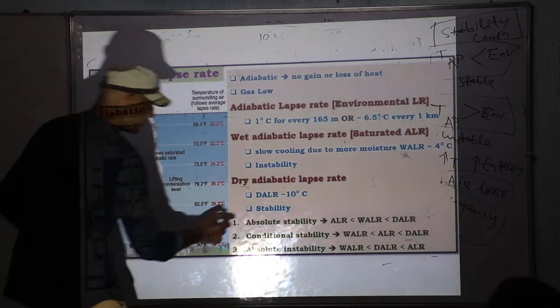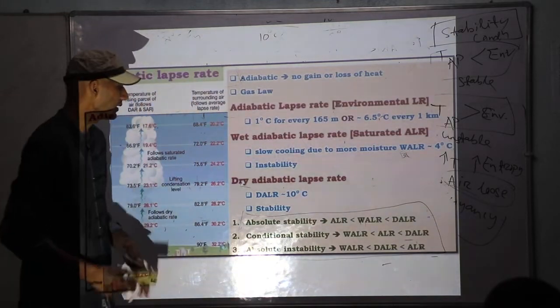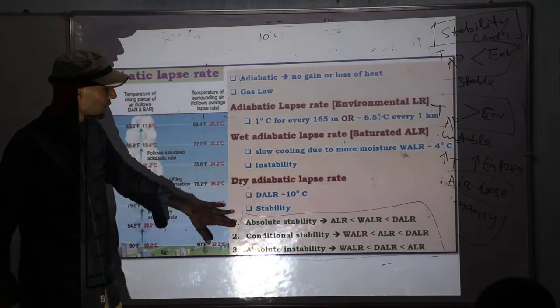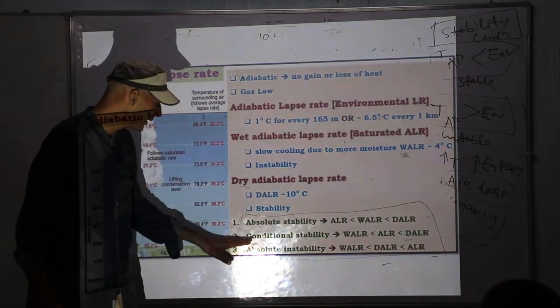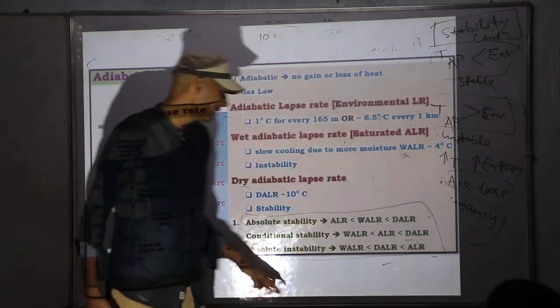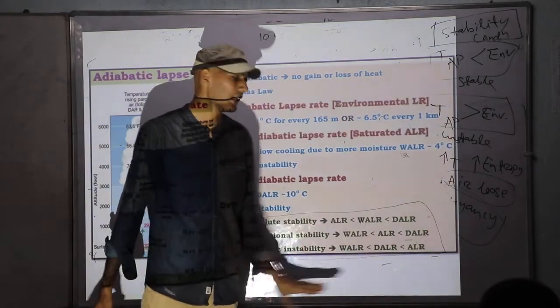So these are the conditions you can see for absolute stability, conditional stability and absolute instability. At absolute stability, the atmosphere is having lowest lapse rate. At absolute instability, the atmosphere is having highest lapse rate. For conditional stability, that is in between wet and dry adiabatic lapse rate.